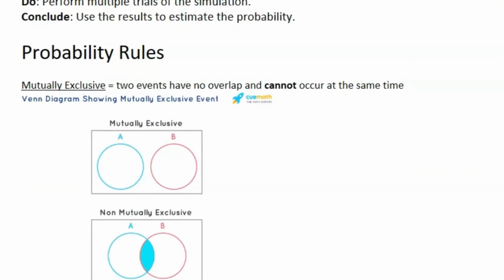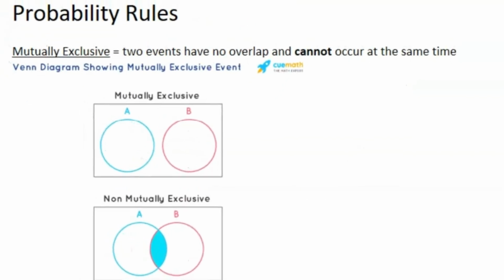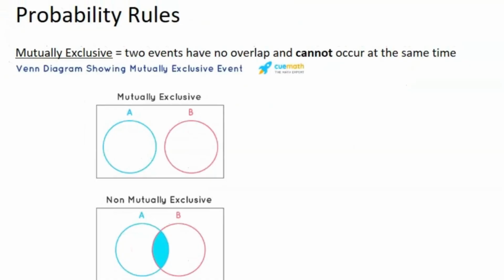Now we're going to talk about probability rules. To talk about probability rules, we first need to get a couple definitions out of the way. The first one is mutually exclusive, okay? 2 events have no overlap and cannot occur at the same time is the definition for a mutually exclusive occurrence.